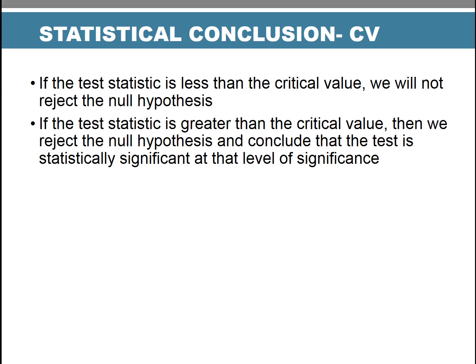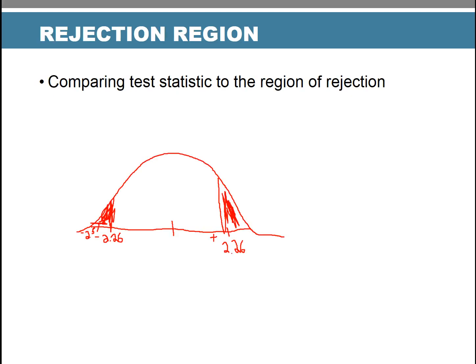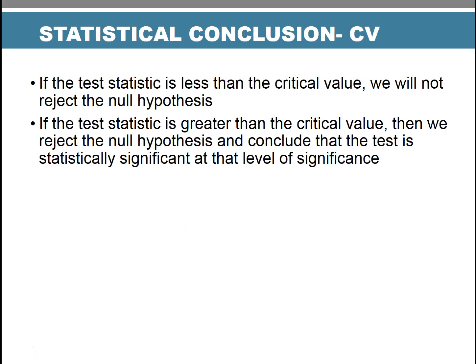So for this method, we just compare our test statistic to our critical value. If it's more extreme, we reject the null hypothesis. If it's not as extreme, we do not reject the null hypothesis. And I really like to draw it out like this as a way of just visualizing that for yourself. You can also just set it up with little greater than or less than signs if you wanted to, but drawing it out makes it easier for me to make sure that I'm looking at the right thing and making the right conclusion.